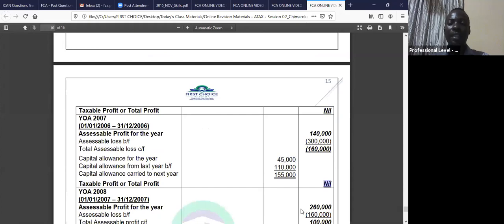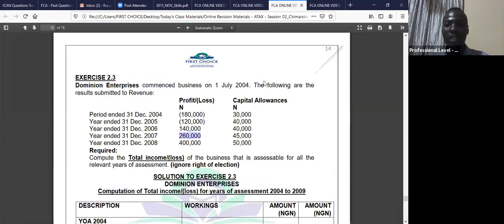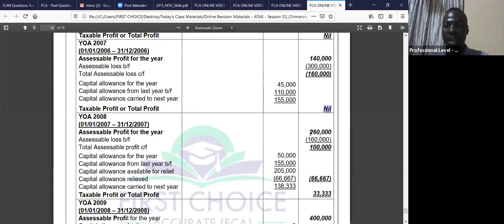Then you go to the other year, you have 260 as your profit. You bring your 260 here as your profit. Then the loss from last year, you're bringing it in here. You relieve your loss from your profit. You have a resultant profit of how much? 100,000. You bring your capital allowance for the year. You bring the one from last year to join it. You have a total capital allowance of this.